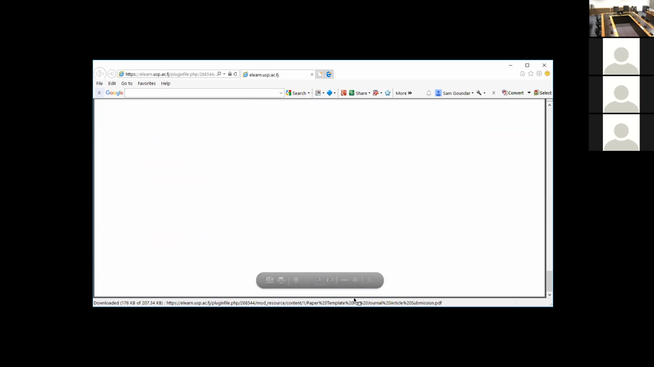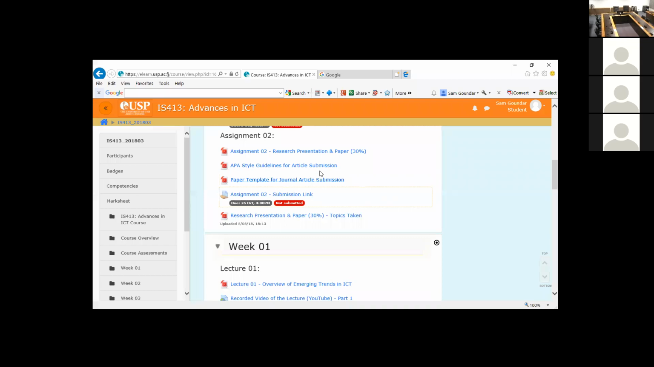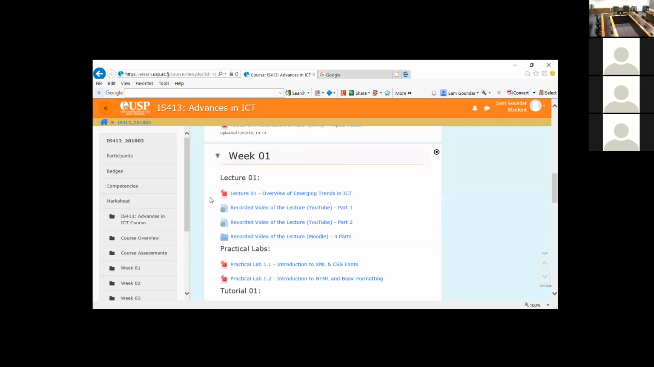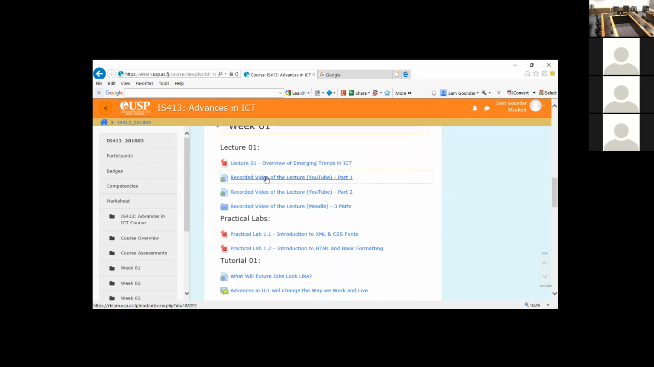So I'm going to go back to the page, share it again. So these are the 2 documents that have been loaded since we last met, guidelines and the template. Moving down, what I have done is, this was already there. So now you have the ability to go through the lecture, watch the lecture again on YouTube and on Moodle.